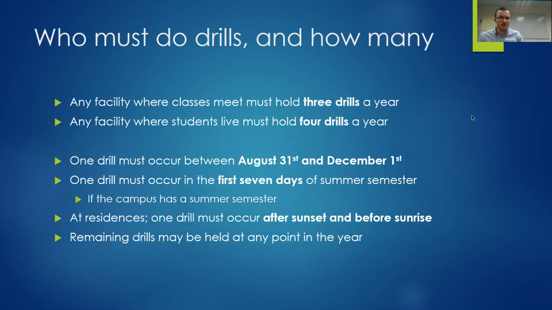So for those of you keeping track, one fire drill has to happen in the fall, between August and December. Another drill has to happen in the first 7 days of summer semester. But that third drill for the academic sites can happen at any point throughout the year that we deem appropriate. That all being said, you guys don't have to worry about that. That's my office's job up here, to keep track of all that and make sure that we're doing drills at the right times. So that's just purely informational for you guys.